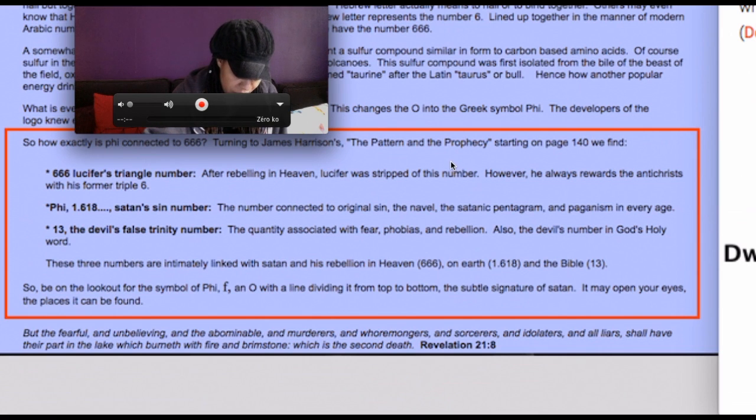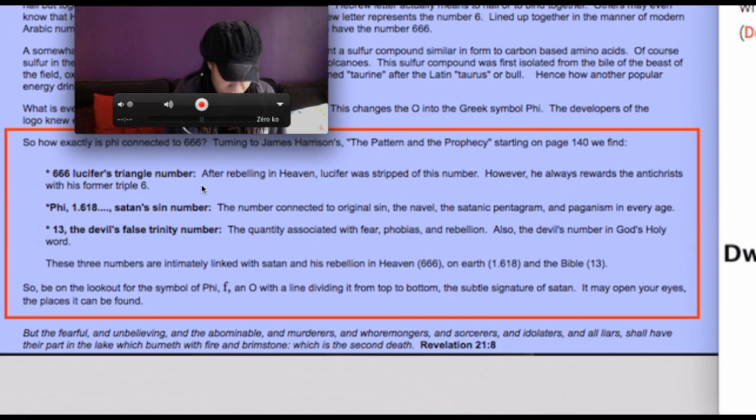Turning to James Harrison's The Pattern and the Prophecy, starting on page 140, we find that 666 is Lucifer's triangle number. After rebelling in heaven, Lucifer was stripped of this number. However, he always rewards the Antichrist with the former 666. Phi, 1.618, is Satan's sin number, the number connected to original sin, the navel, the satanic pentagram, and the paganism in every age. And then you have 13, the devil's false trinity number, the quantity associated with fear, phobias, and rebellion, also the devil's number in God's holy word.